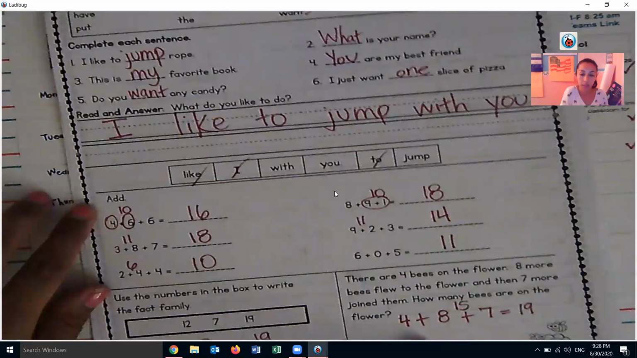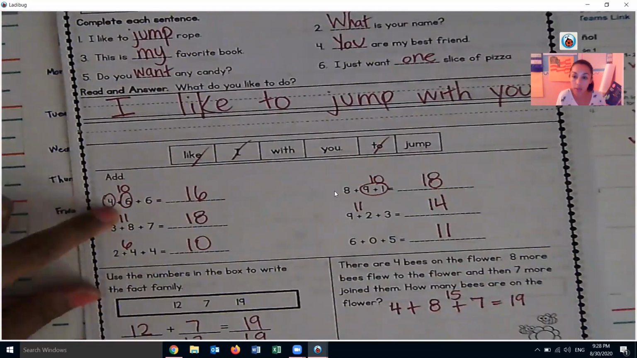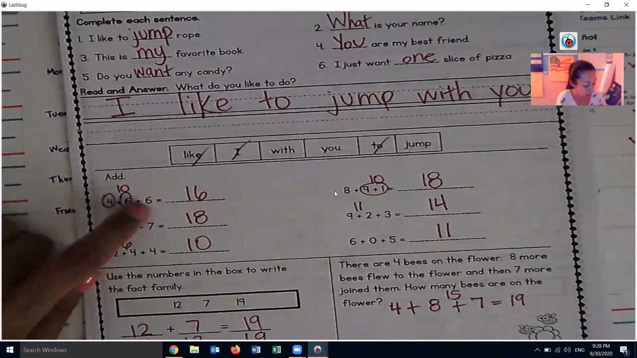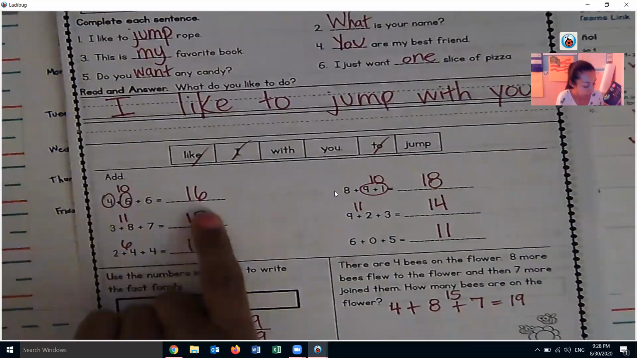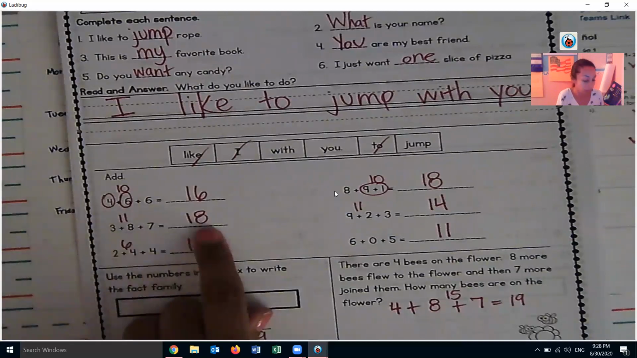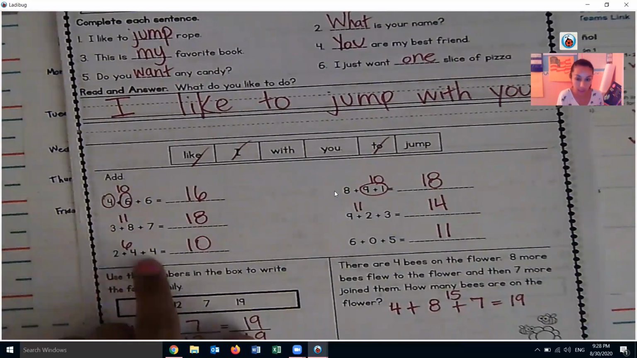Here we did our addition. It's 3 digits being added together. So I like to add 2 numbers together first, get the answer, and then add that 3rd digit after. So I made a 10, added 6, got 16. I made 11, added 7, and that gave me 18. 4 plus 2 is 6. 6 and 4 make 10.